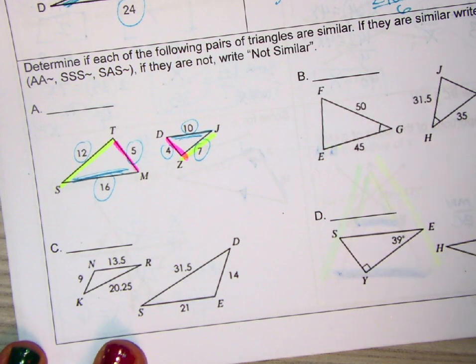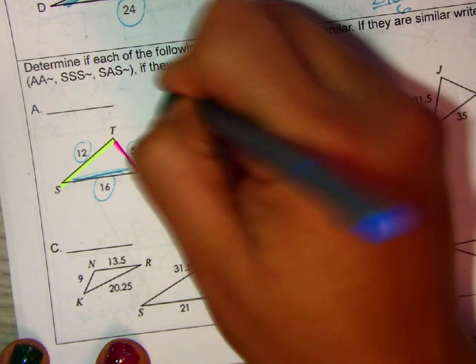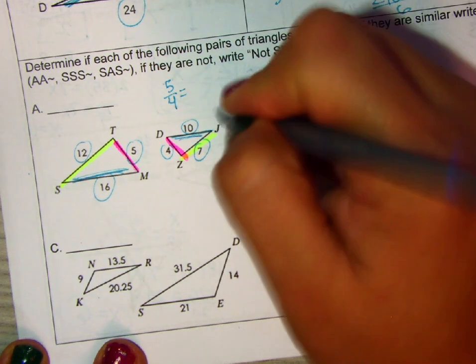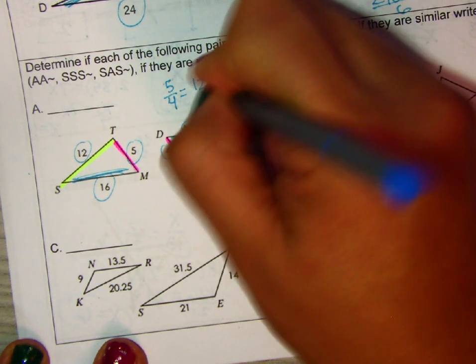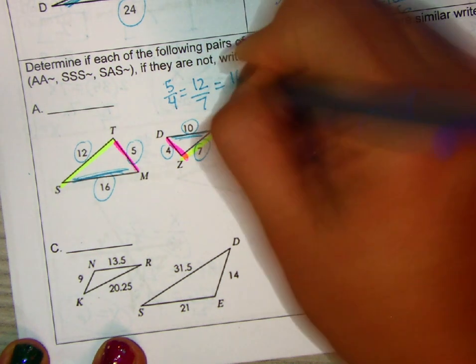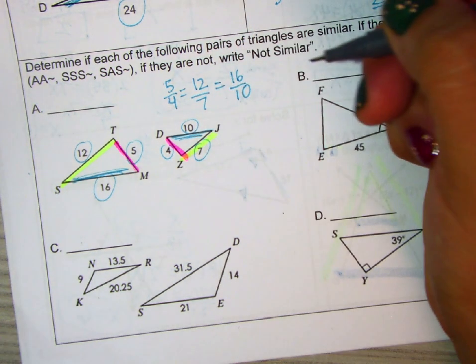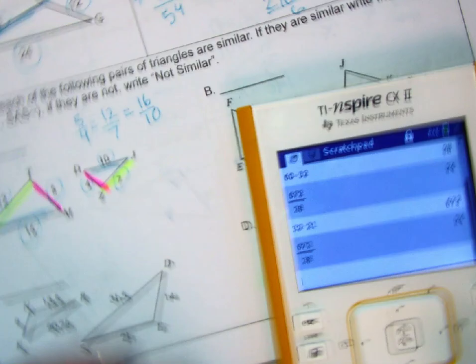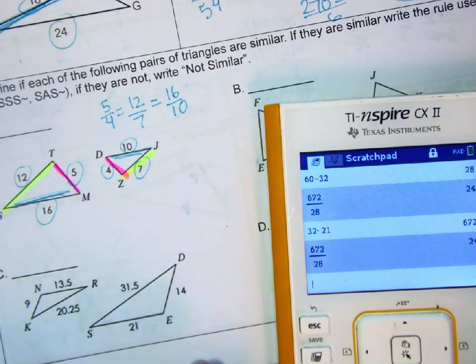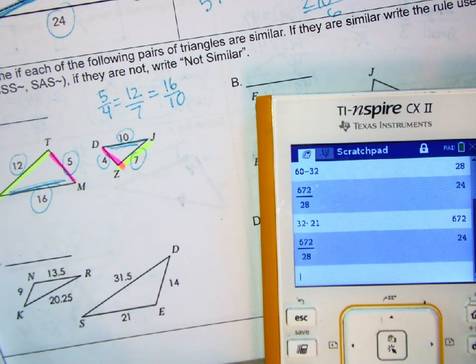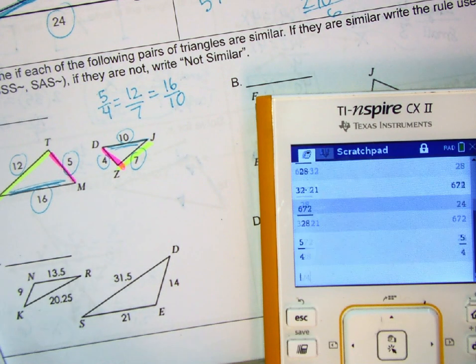So we're going to write a proportion, comparing all 3 sides. We can do 5 to 4 should be equal to 12 to 7. And then we can do should be equal to 16 to 10. So when we do this, we can either divide these individually, one at a time, and then just check if they're equal to each other, or we could type them 2 at a time and press enter and see if they're equal to each other. I will just do individually, one at a time.